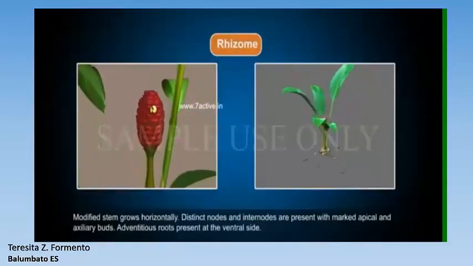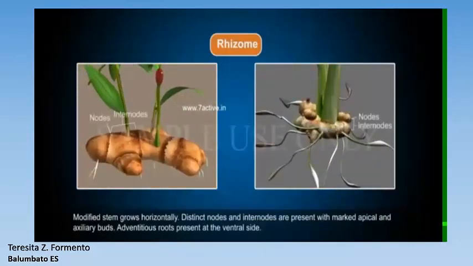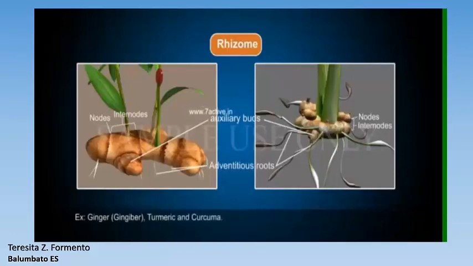Rhizome. A modified stem that grows horizontally. Distinct nodes and internodes are present with marked apical and axillary buds. Adventitious roots are present on the ventral side. Examples: ginger, Zingiber, turmeric, and Curcuma.